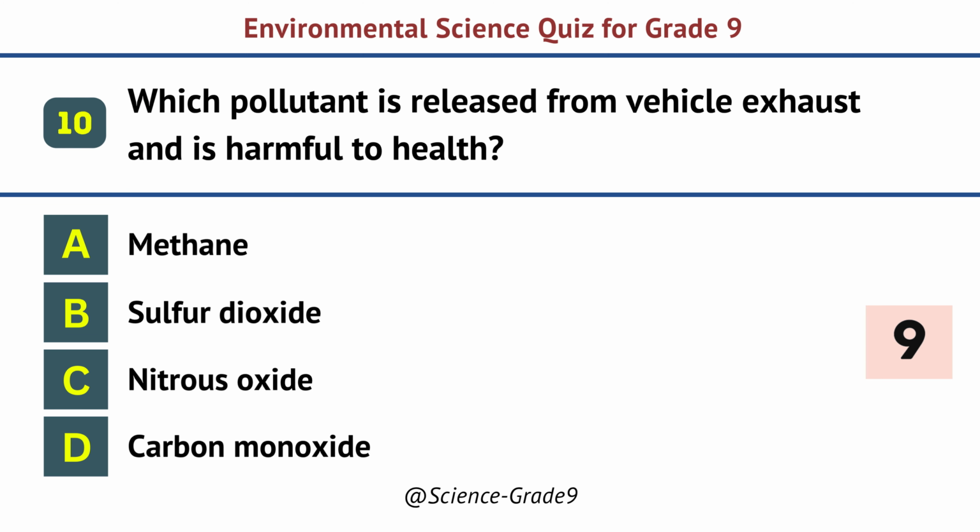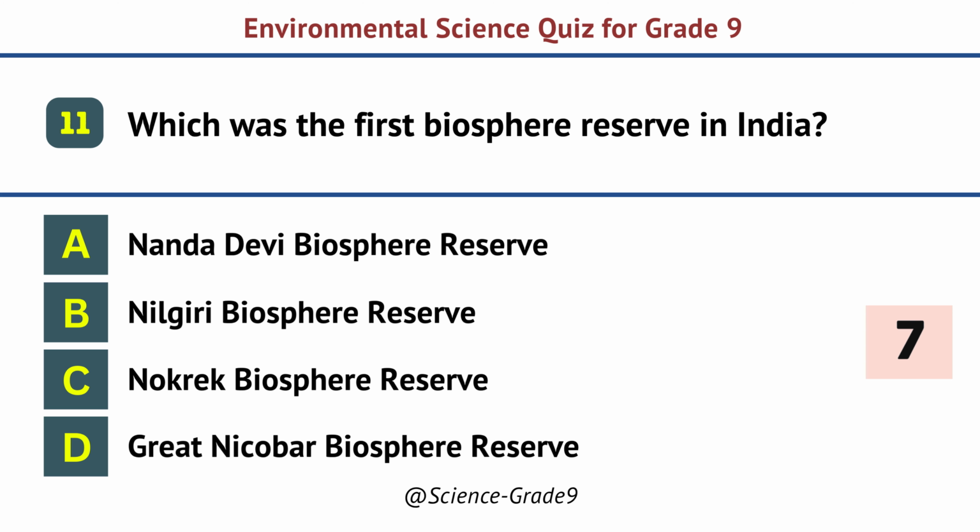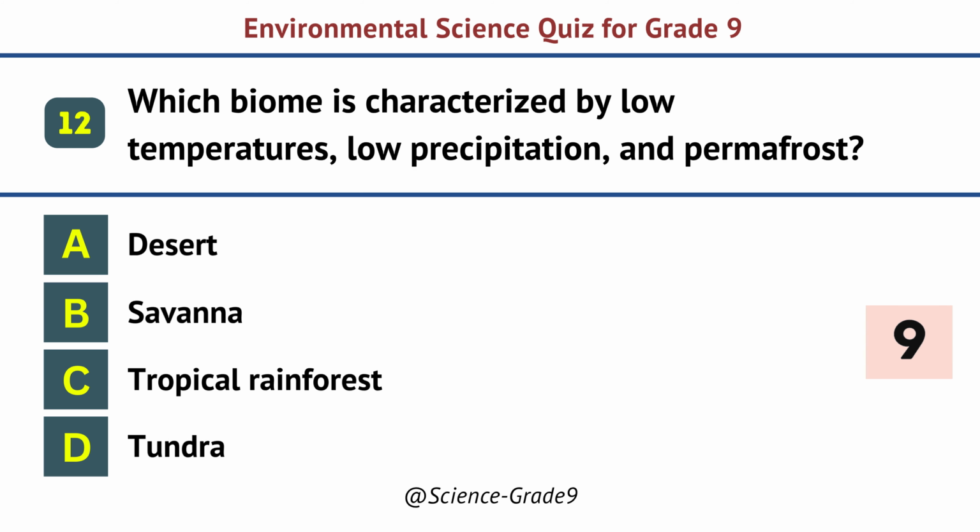Which pollutant is released from vehicle exhaust and is harmful to health? Carbon monoxide. Which was the first biosphere reserve in India? Nilgiri Biosphere Reserve. Which biome is characterized by low temperatures, low precipitation and permafrost? Tundra.